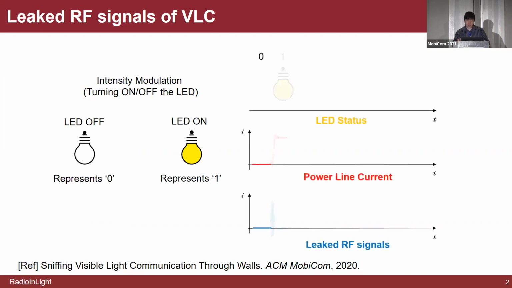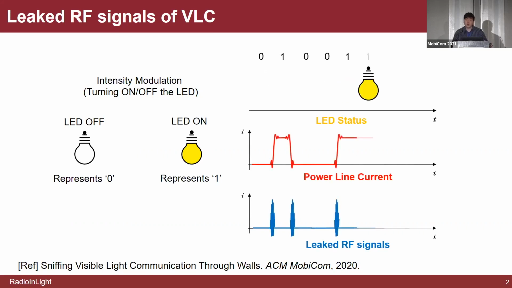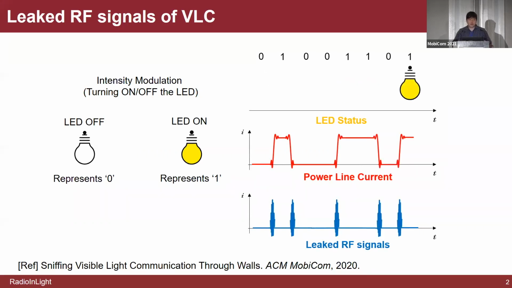I'll give you a simple illustration. During the VLC transmission, it transmits data 0 and 1 by turning on and off the LED bulb. The current in the power line will change correspondingly. Such rapid current change will induce electromagnetic signals in the near field according to Maxwell's equations. And we call these electromagnetic signals the leaked RF signals.